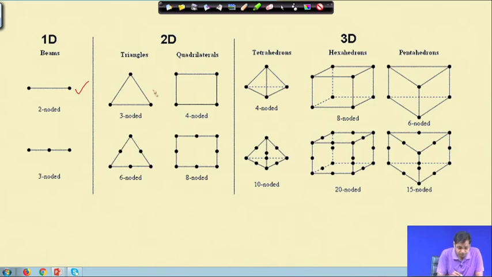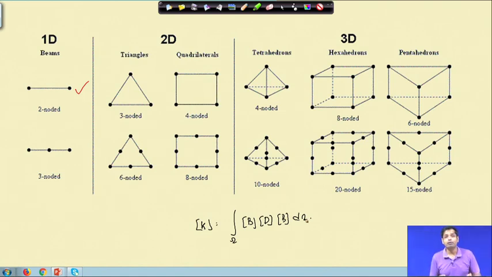Then formulation, in the sense, we have a general formulation, if you recall, that your stiffness matrix is equal to integration over domain B transpose D B. Now, what is B? This integration is over the entire domain. Depending on whether the problem is 1 dimension, 2 dimension, 3 dimension, this integration will be over the entire domain. And similarly, depending on what kind of problem you are doing, whether it is a truss problem, beam problem, or some other problems, this D will be different.